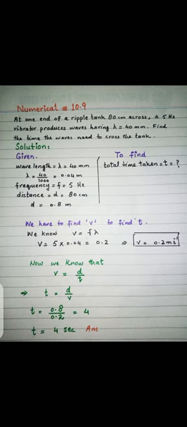Now the numerical number 10.9. Statement is, at one end of a ripple tank 80 cm across, a 5 Hz vibrator produces waves having the wavelength lambda equals 40 millimeter. Find the time the waves need to cross the tank. Girls, now look carefully, here we do not have to find out the time period, we have to find out the total time which your waves will take to go from one end of the ripple tank to the other end. Okay, come toward the given wavelength lambda equals 40 millimeter.